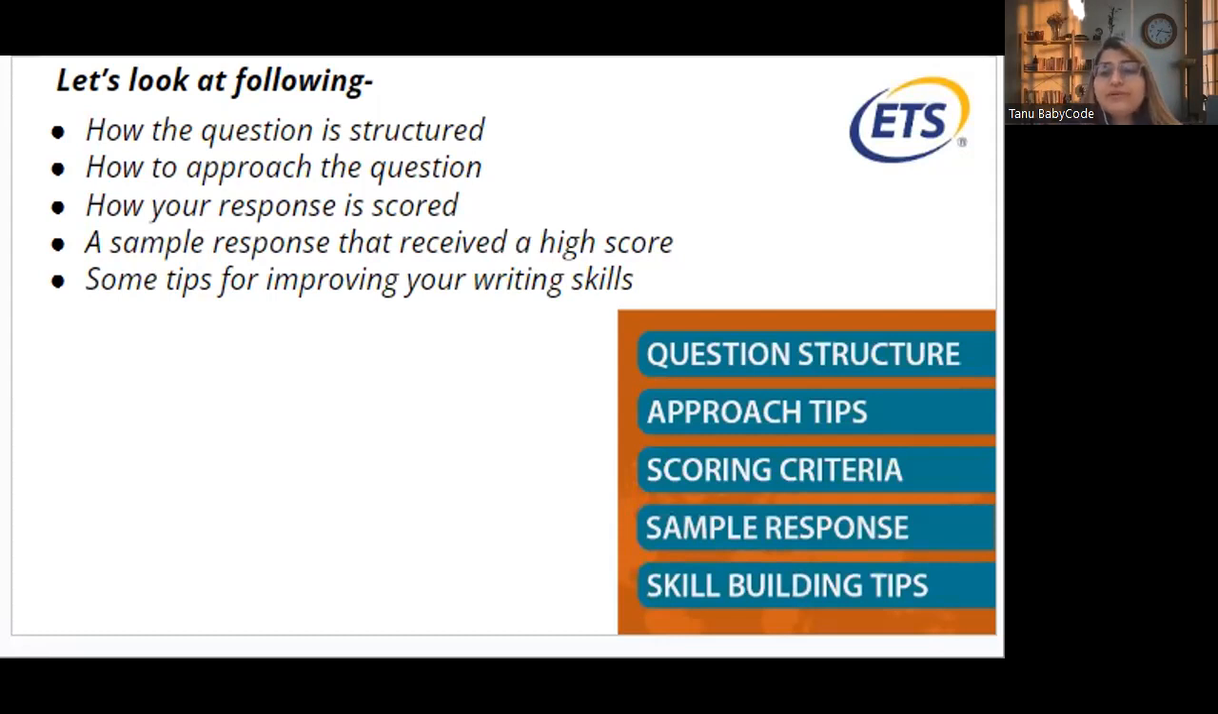So we will be discussing question structure, right? Then second, approach tips. Third is scoring criteria. Fourth is sample response. And the fifth one is skill building tips, right? So we will be looking at all those 5 things.